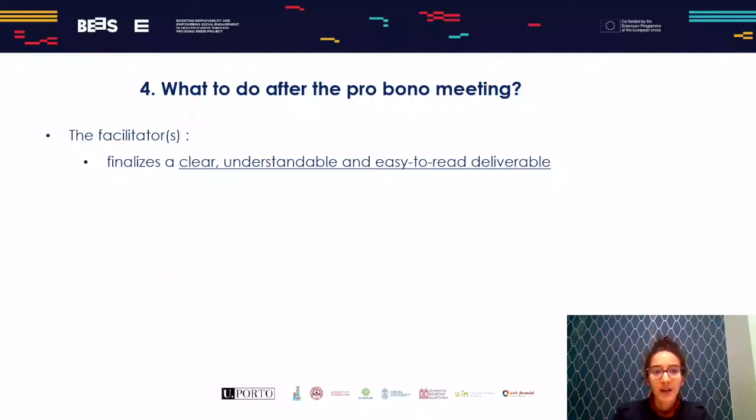Then we advise you to send the deliverable maximum 1 week after the end of the pro bono project to the nonprofit and to the volunteers in a thank you email. This email is also an opportunity for you to send a satisfaction questionnaire to all participants.